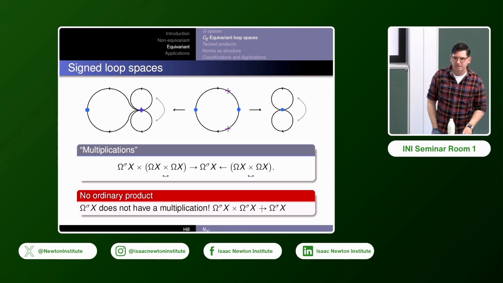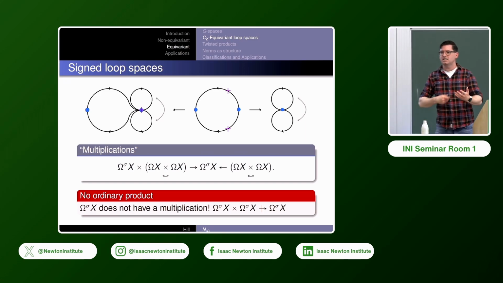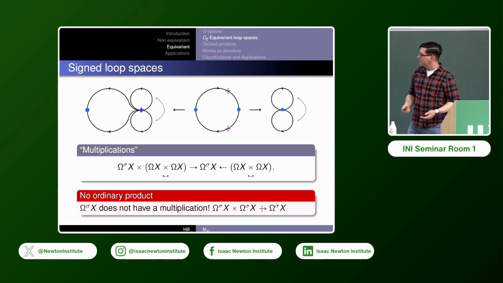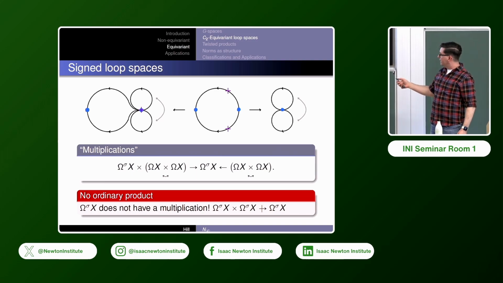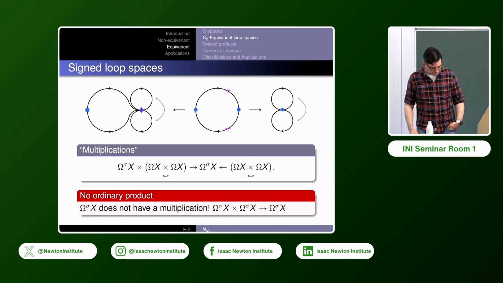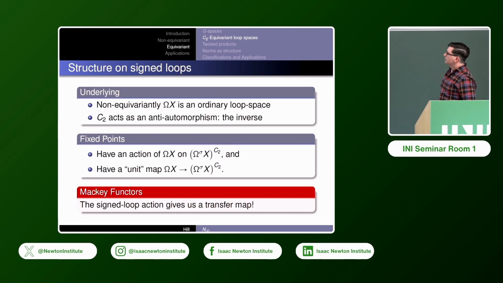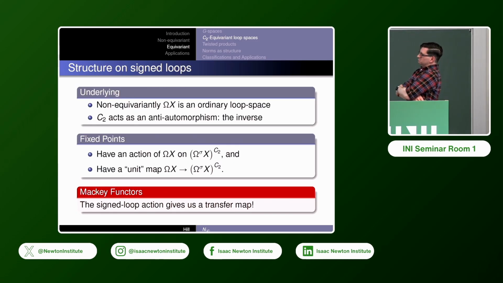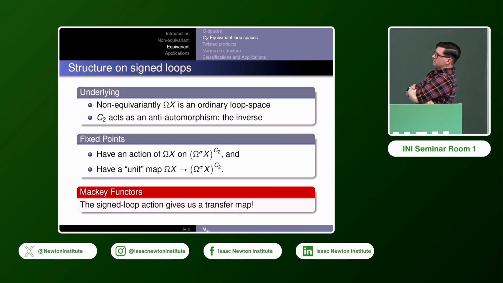I don't have a multiplication, though. I only have these sort of twisted versions, where the twist, in this case, comes from the fact that I'm swapping these two coordinates, and that's how the group is acting. Now, in the interest of time, I'm going to skip spelling out all the structure because I actually already wrote it on the previous slide. I had those two kinds of multiplications.